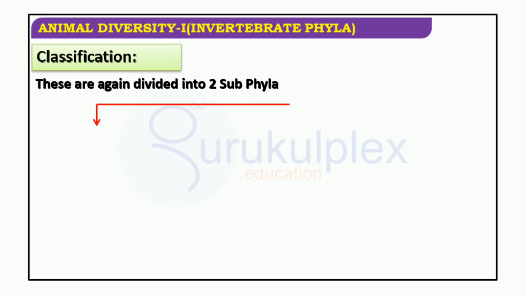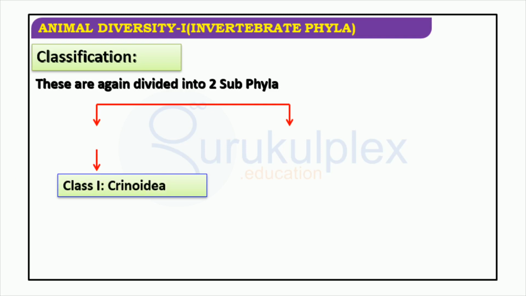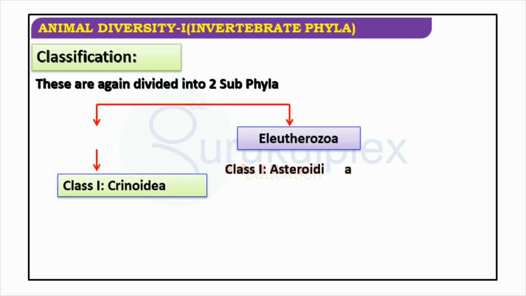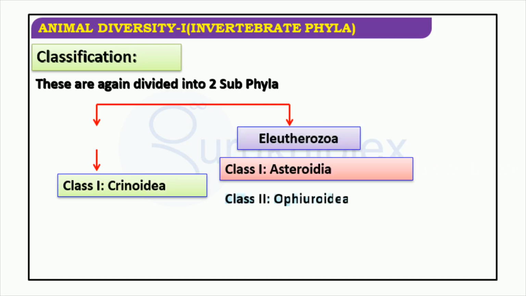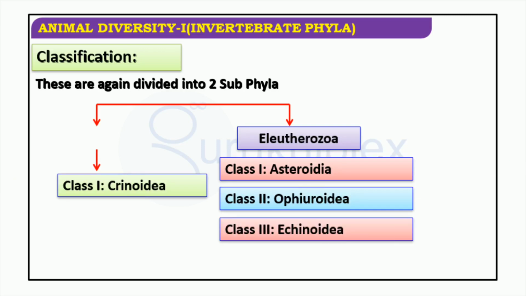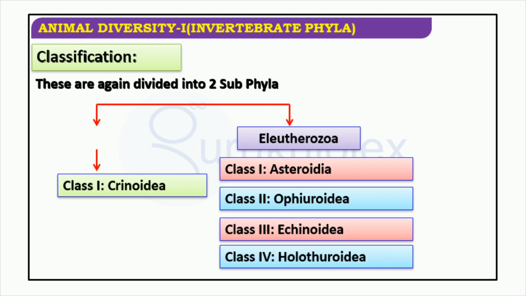Splitting up further, invertebrate phyla are divided into two subphyla, Pelmatozoa and Eleutherozoa. Every subphylum has four distinct classes, Crinoidea, Asteroidea, Ophiuroidea, and Echinoidea, with a fifth class, Holothuroidea, added as well. This wide range of phyla is just one of the many splendid aspects of the natural world.